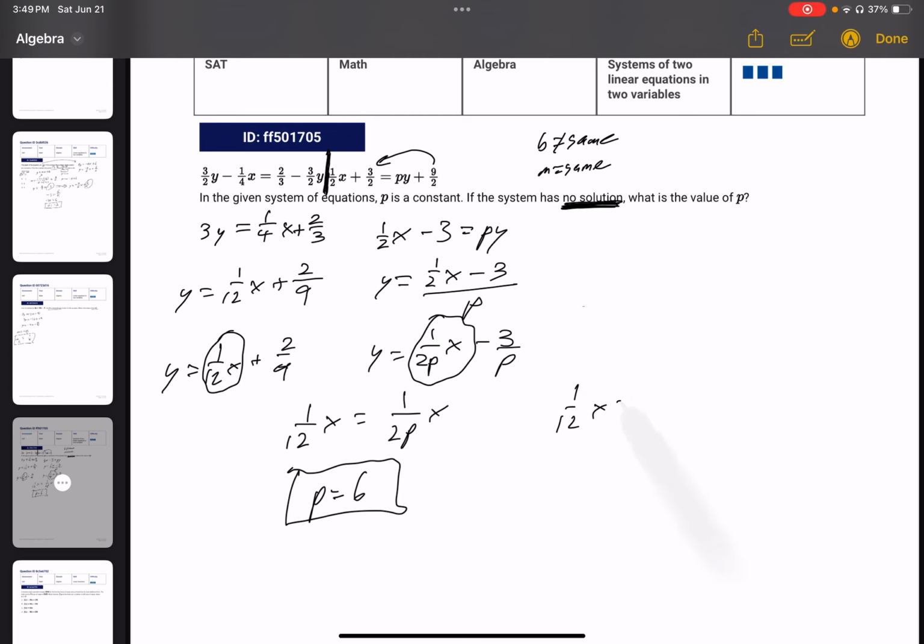So 1 over 12x is equal to 1 over 2p x. We cancel out the x's, and we have 1 over 12 is equal to 1 over 2p. And we multiply this up, so 2p, we're just cross multiplying here, is equal to 12, p is equal to 6. So either way works. This way is a little more efficient if you see it right away, but yeah. So once again, a lot of system of equations in these algebra problem sets, and just be ready for those on test day, because it's pretty much guaranteed you're going to get one or two of those.